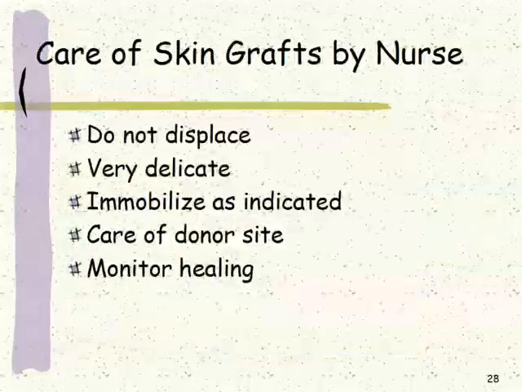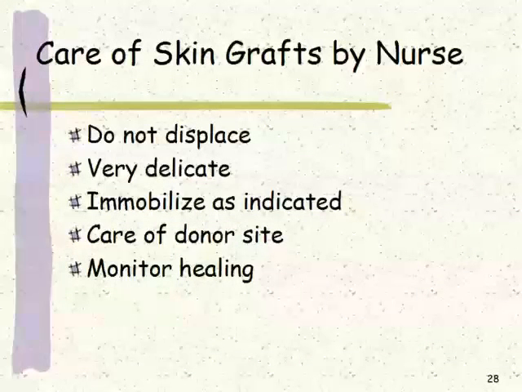As far as interventions for the skin graft sites, it's very important that those skin grafts are not displaced. They're very, very delicate. They can change position easily. So patients will have immobilizers on an area if it's an extremity that's had a skin graft put on. And it's very important that those splints stay on the skin graft site until they're removed by the physician. Typically that's going to be for about 5 to 7 days.